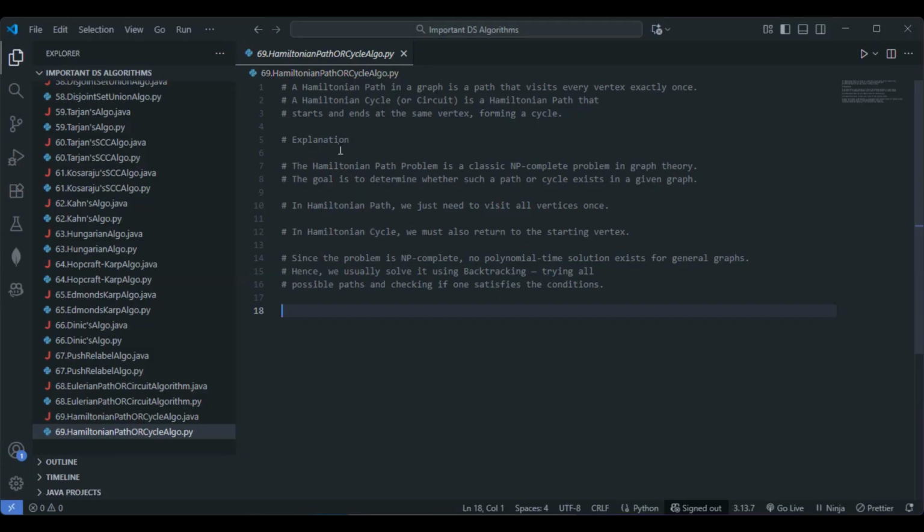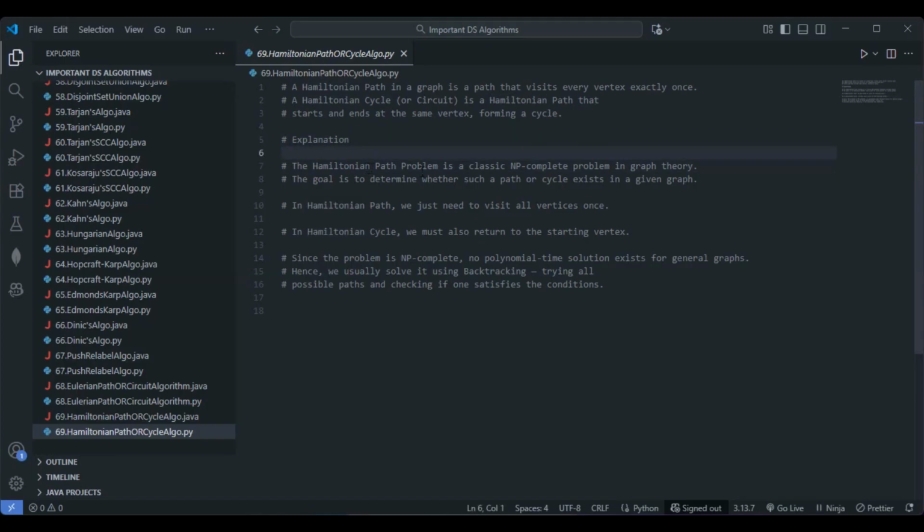Let's see the definition part. Let's see what the definition states here. A Hamiltonian path in a graph is a path that visits every vertex exactly once. Now, a Hamiltonian cycle or circuit is a Hamiltonian path that starts and ends at the same vertex, forming a cycle. So now let's go with the explanation.